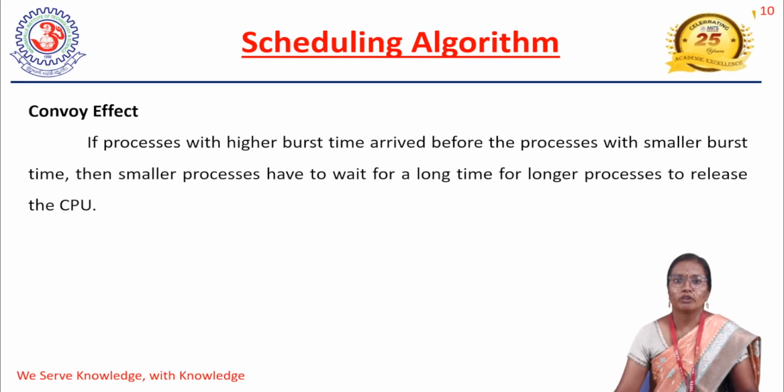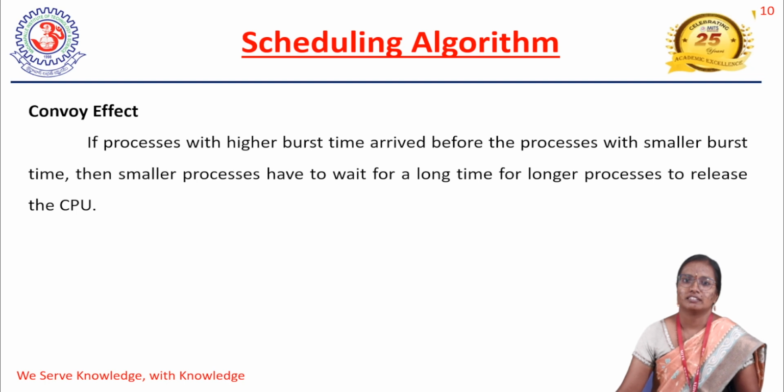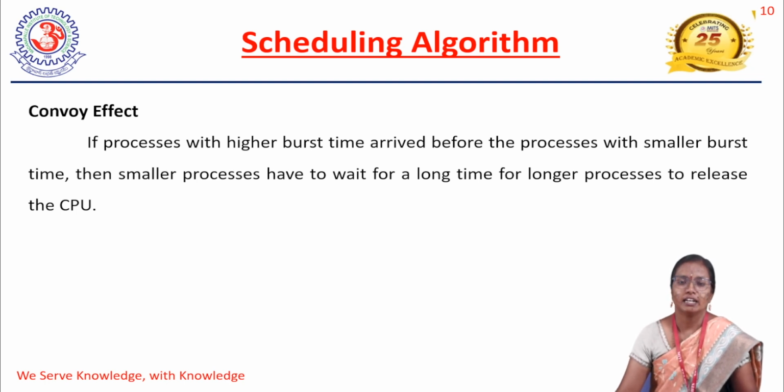This effect we call the convoy effect, which means that when a process with a higher burst time arrives before processes with smaller burst times, the smaller burst time processes need to wait for the larger burst time process to complete and release the CPU.